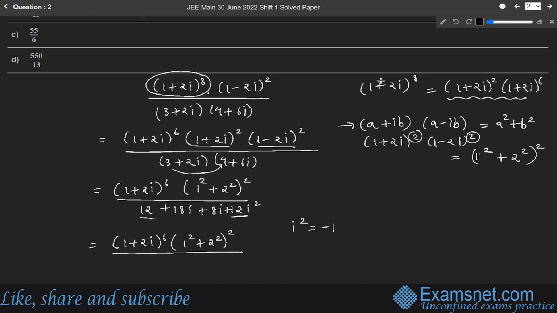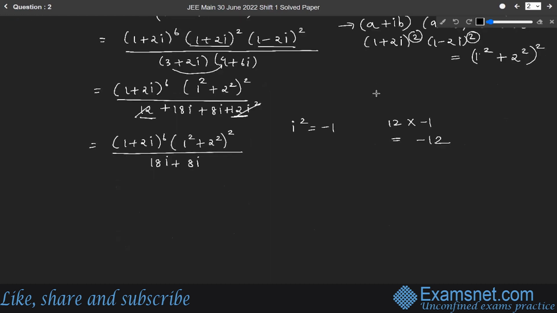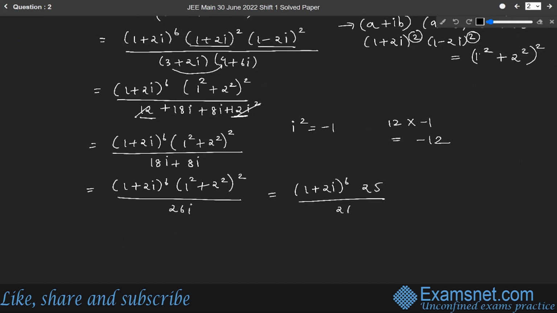and here it is 12i². 12i² means 12 into −1 because the value of i² is −1. So it will be −12. So +12 and −12 will be cancelled. So the remaining terms are 18i + 8i. Now what is 18 + 8? It is 26. So (1 + 2i)^6 into (1² + 2²)² divided by 26i. Further, if we solve (1² + 2²)², 1² is 1, 2² is 4. So 1 + 4 is 5. 5² is 25 divided by 26i.